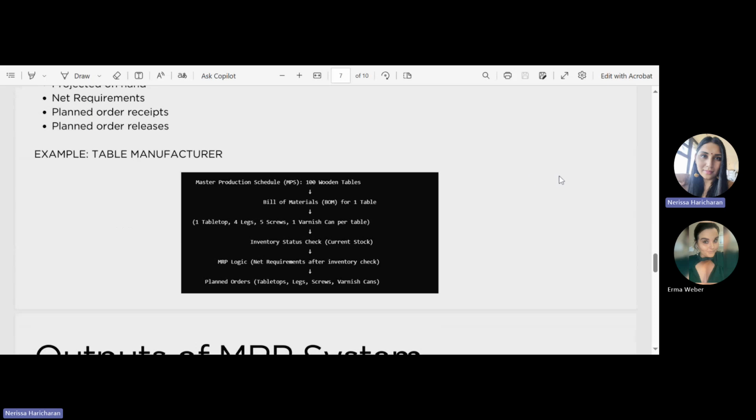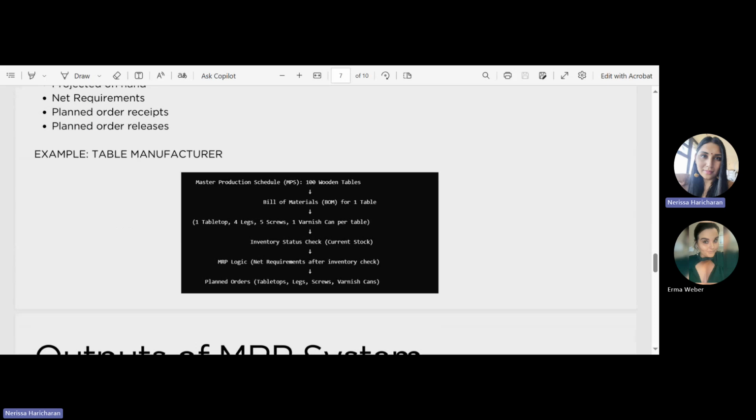Then we have this example of 100 wooden tables. Okay, and I'm going to try and explain this in the best possible way, going into the different scenarios. All right, so the company wants to produce 100 wooden tables in the next month. Each table requires several components, and the demand for these components is dependent on the number of tables that are produced. So the first one is your MPS, your master production schedule. The MPS specifies that the number of finished wooden tables that need to be produced is 100 tables over the next month. So that's 100 wooden tables.